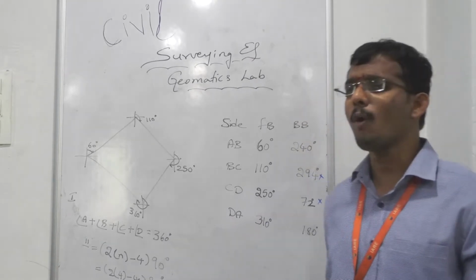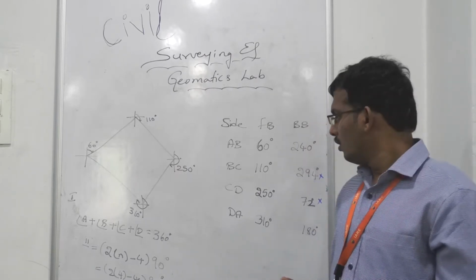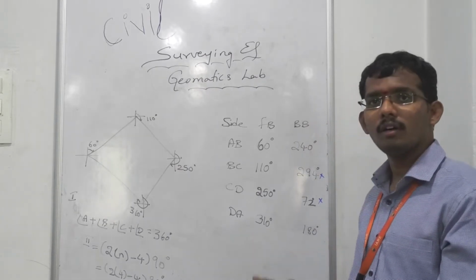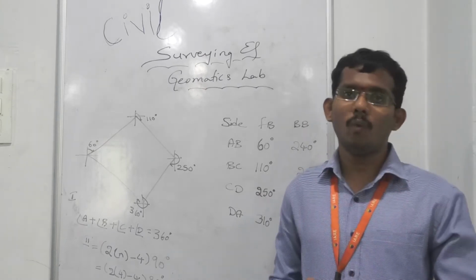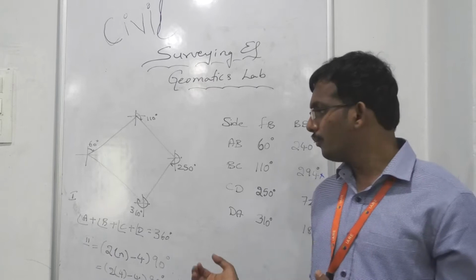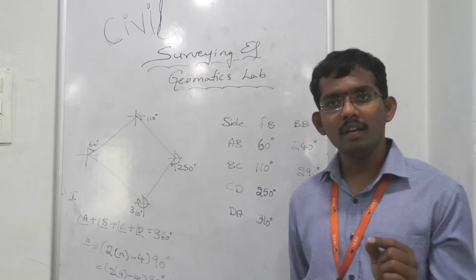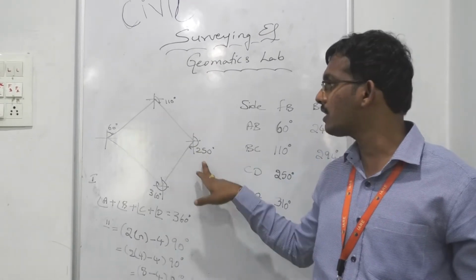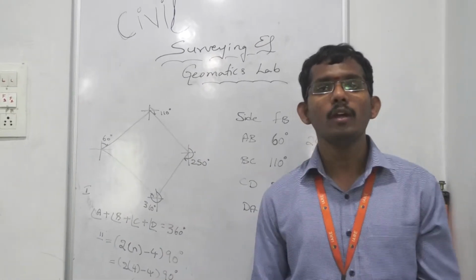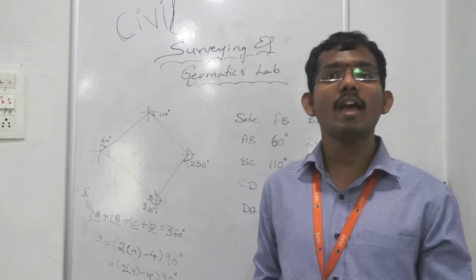Okay? Now, after doing this, we check the back bearing and forward bearing readings, or forward bearing and back bearing readings. It should be plus or minus 180. If not, you find the interior angle at A, interior angle at B, interior angle at C, and interior angle at D. To find these interior angles, we have the following.